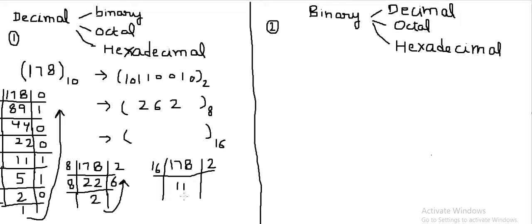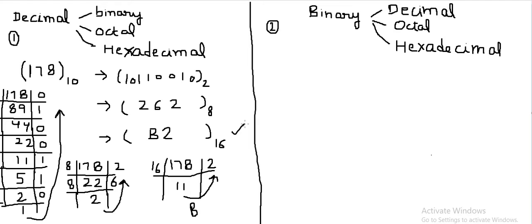So we come out with this number 11 and 2, and 11, as I just told you, is represented by B, so we will write B here, right? So what we have to write here is B2, and the base is 16. In that way we have converted a decimal number to its binary, to octal, and to hexadecimal.